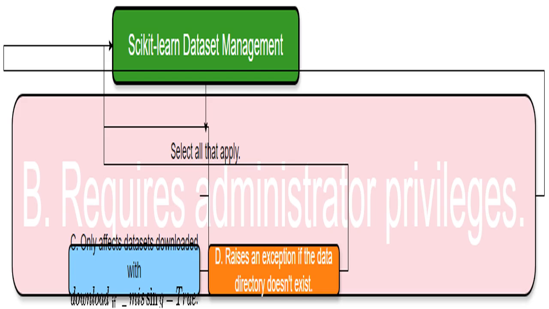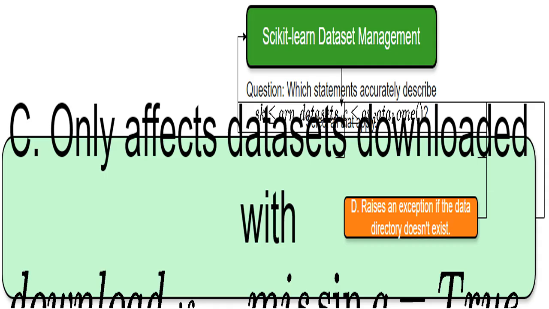This statement claims that to use the clear_data_home function, you need special permissions like an administrator account. I will check if this is true. This statement suggests a limitation. The function only affects datasets brought down using the download_if_missing equals true setting, a parameter often seen in dataset loading functions. I will determine the accuracy of this.